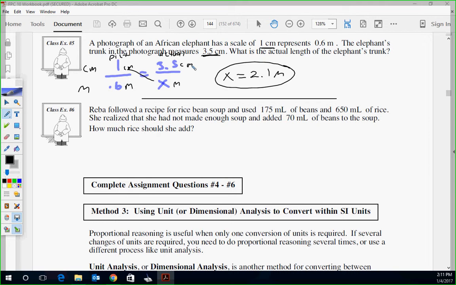Example 6. Reba followed a recipe for a rice bean soup and used 175 milliliters of beans and 650 milliliters of rice. She realized she had not made enough soup, so she added 70 milliliters of beans to the soup. How much rice should she add? Okay, so how would you set this up? What's the setup? Proportions, right?